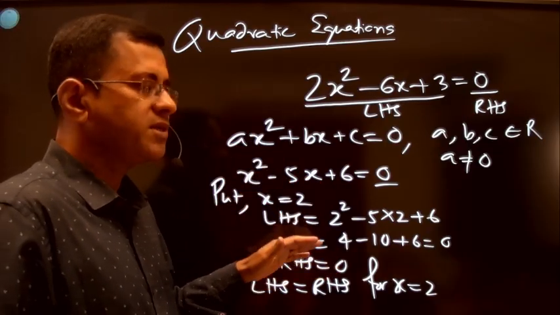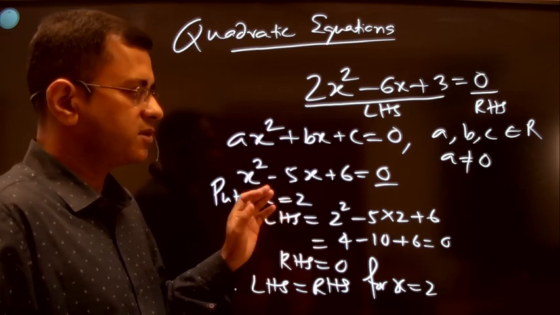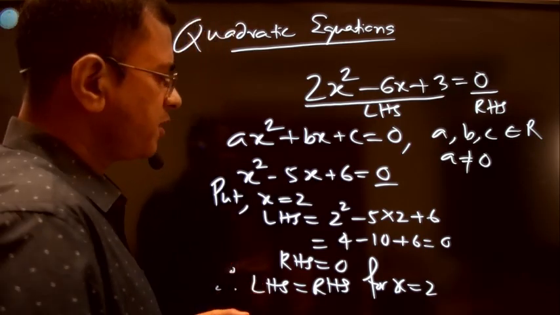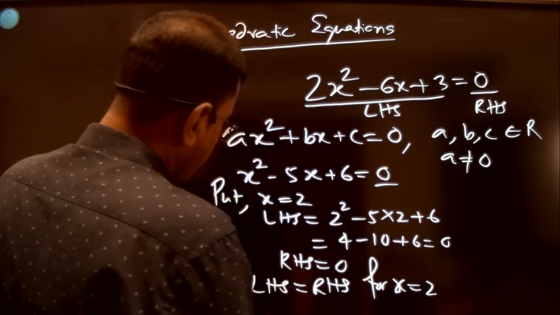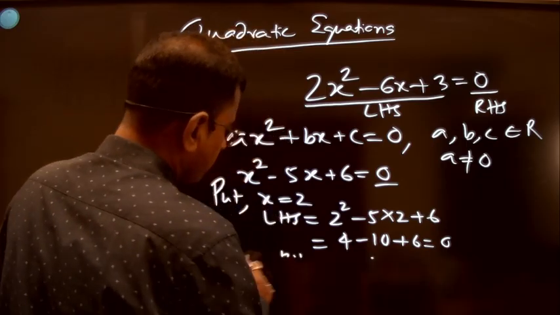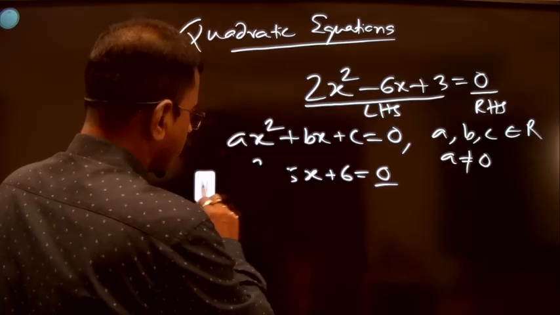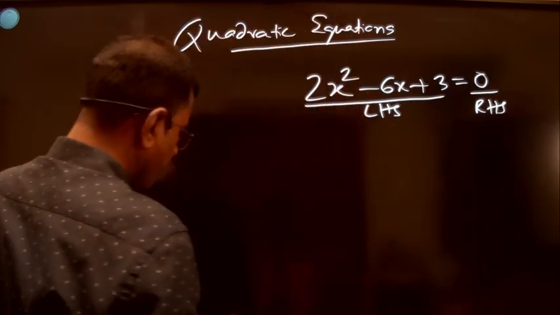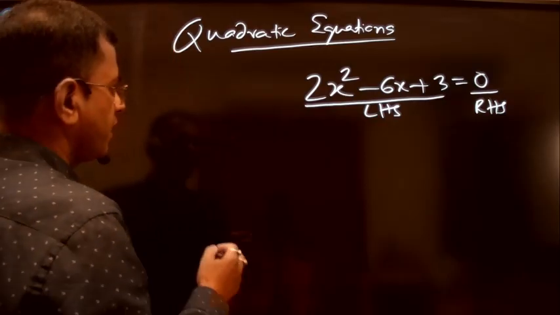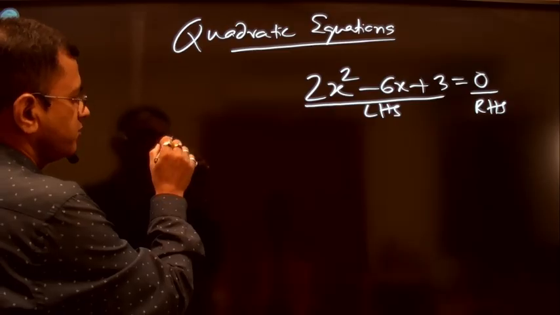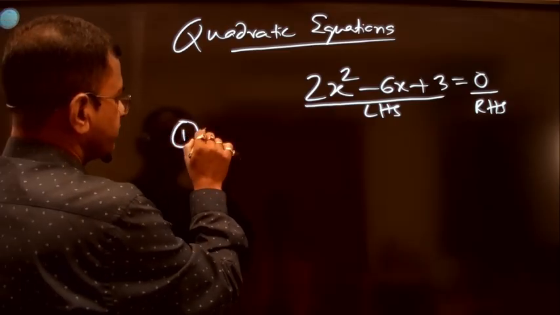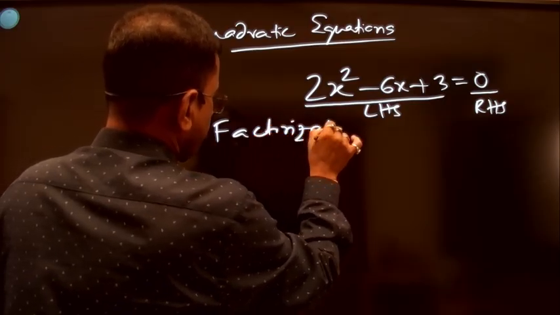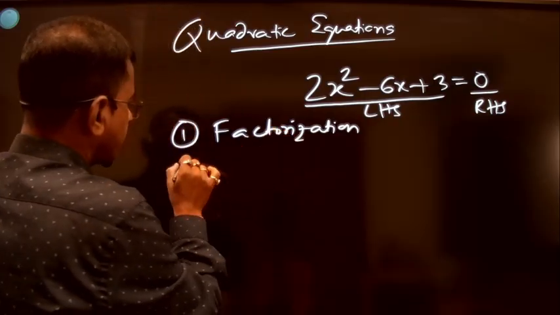This is not the proper method to find the solution of an equation because it is a time consuming method. So what are the different methods we use to find the solution of a quadratic equation? The first one is quite popular, the method which is regularly used, that is the factorization method.